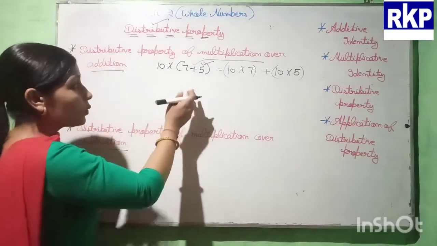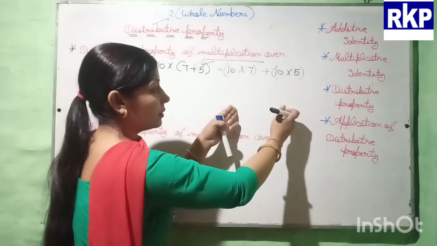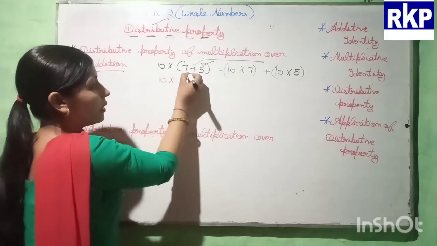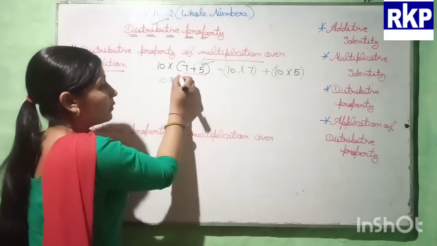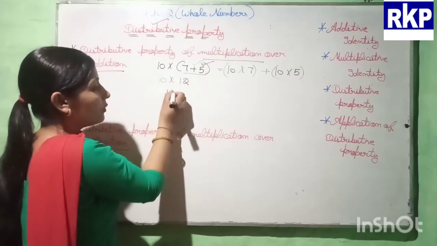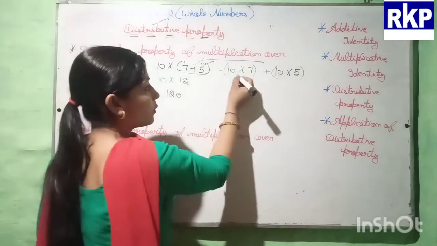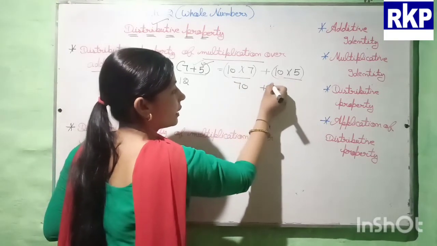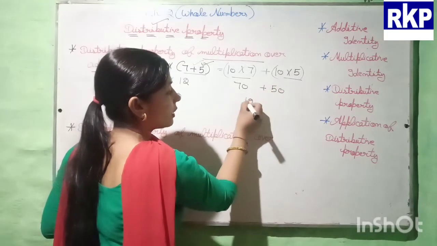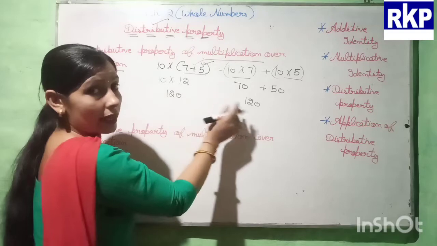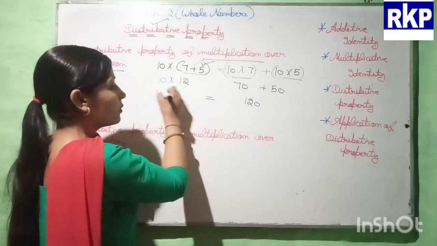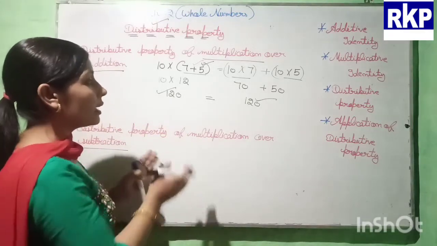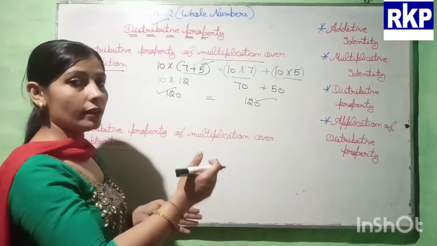Now beta, if we solve this side and this side, we will get the same answer. First we will solve the bracket. 7 and 5 will be 12, and 10 multiplied by 12 gives 120. On this side, 10 7s are 70, plus 10 5s are 50, so here we will get 120. On both sides we get the same, 120. So we can say we can distribute the multiplication over addition.